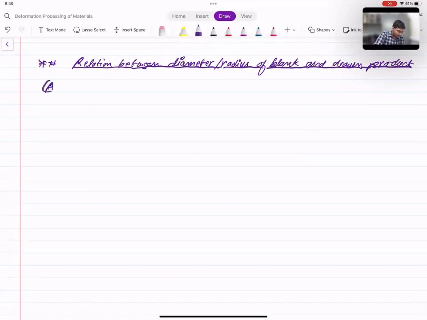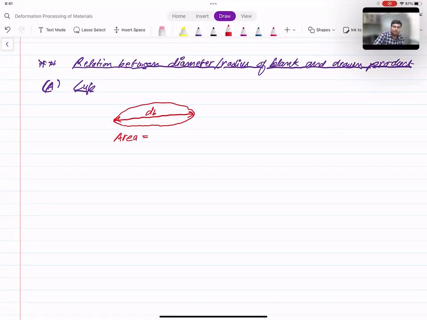We will consider some very common shapes which are formed out of this drawing operation. Let us first consider the case of a simple cup. What will happen here is the blank will be transformed or drawn into a cup type of shape. Say this is the blank, and it has diameter dB, the blank diameter. So what will be the area of this blank? Area will be pi dB square by 4.